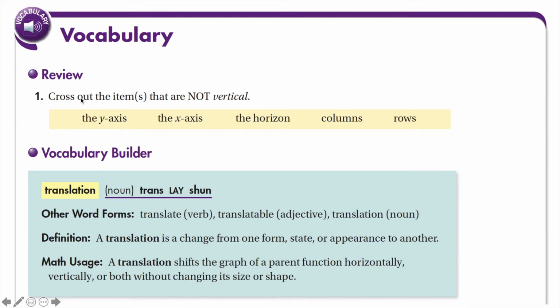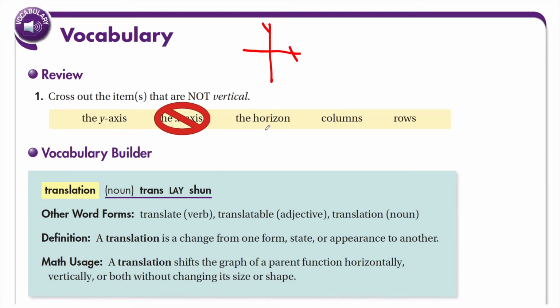First things first, let's cross out the items that are not considered vertical. Well, if we think about the y-axis and the x-axis, we have our coordinate plane. The y value is going to be the vertical line, so the one that is not vertical will be the x value, which is right there.